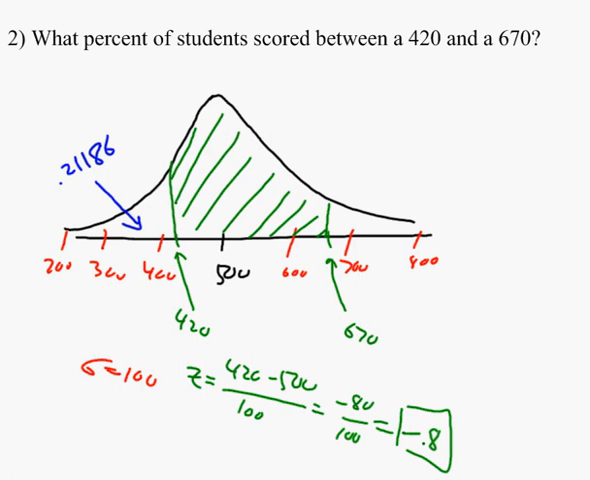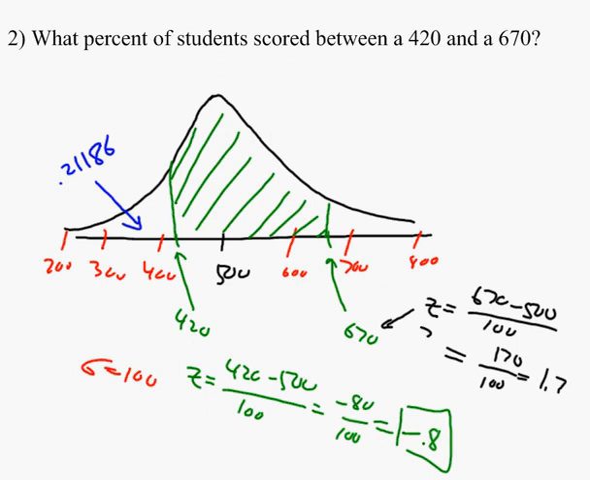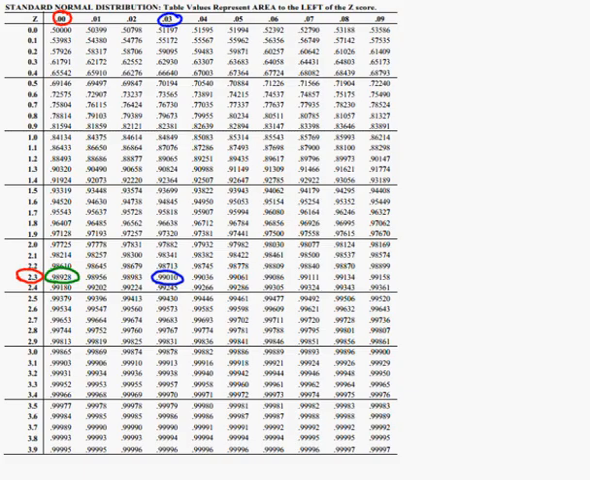Okay, so how can we get this desired green area we want? Well, we can certainly calculate another z-score. We could get the z-score for 670. So z equals 670 minus 500 over 100. And if we do that, we get 170 over 100, or 1.7 standard deviations above the mean. So let's go back to the chart and look up that area. So we'll look at the positive z-scores. Here it is. Here's the 1.70.